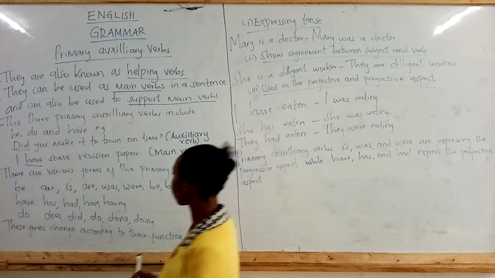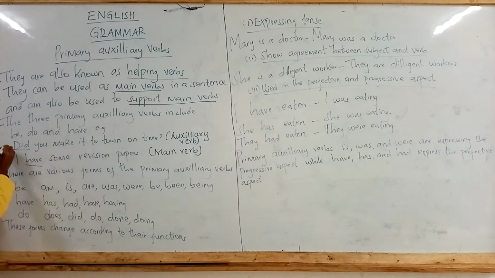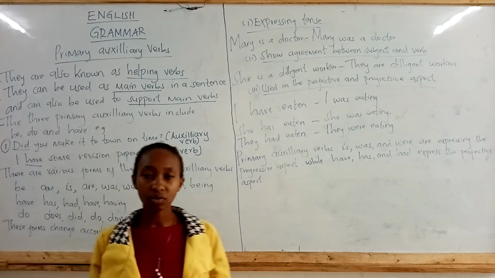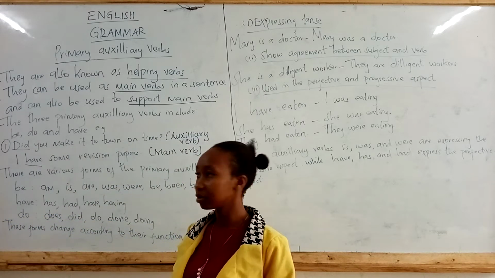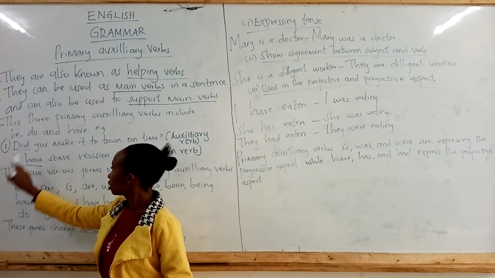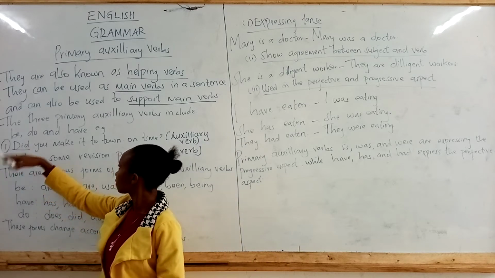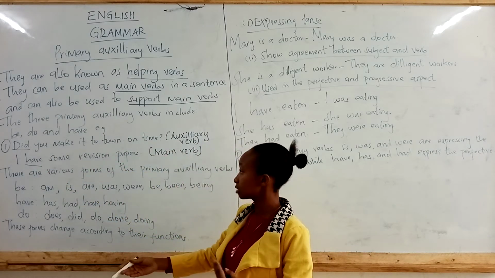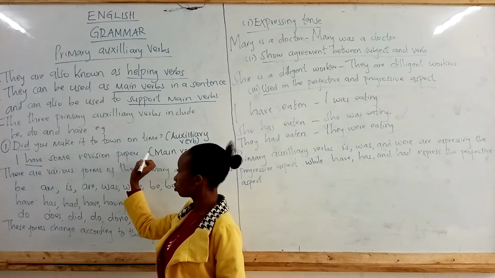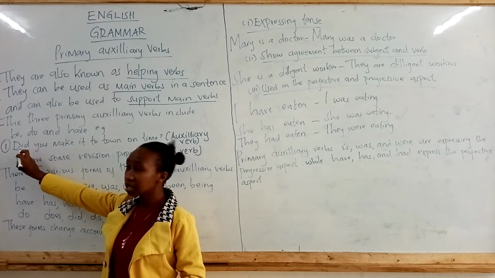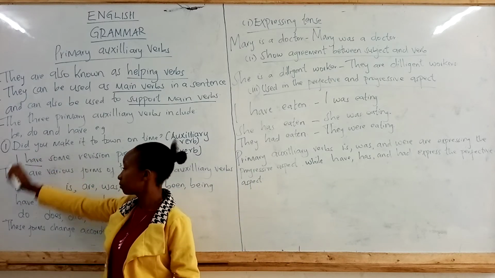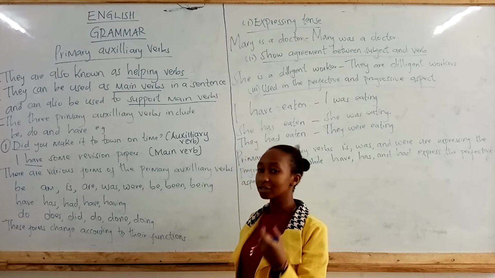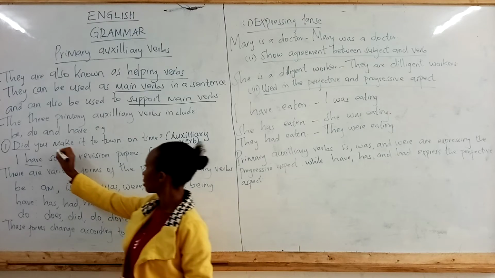So we have our first sentence here. Did you make it to town on time? We have our auxiliary verb here, or rather our helping verb, which is did. Did is an auxiliary verb. It's a form of the verb do, as we are going to see later in the lesson. So we've got our auxiliary verb here, which is did. But in this sentence, if you check keenly, we also have another verb, which is make.